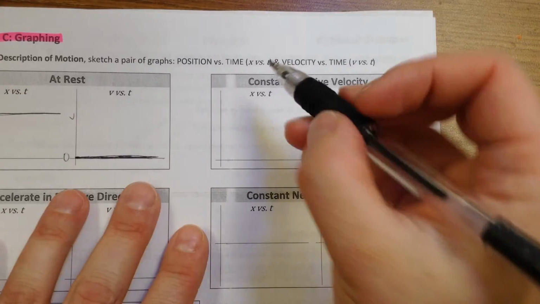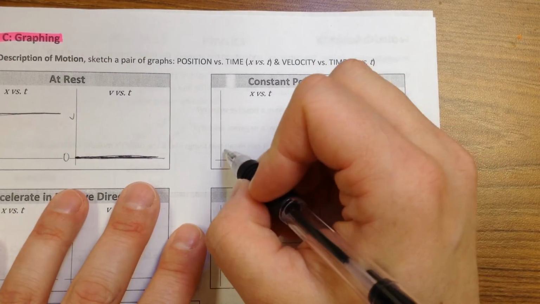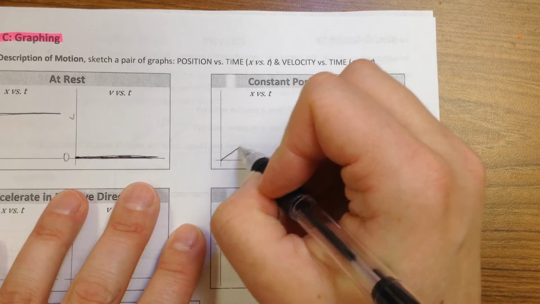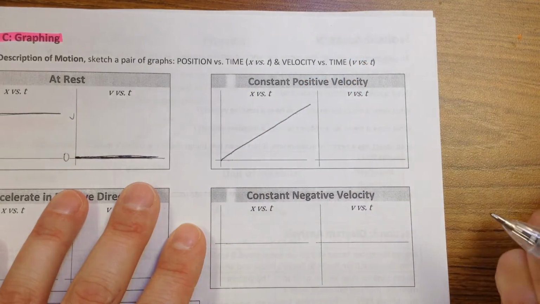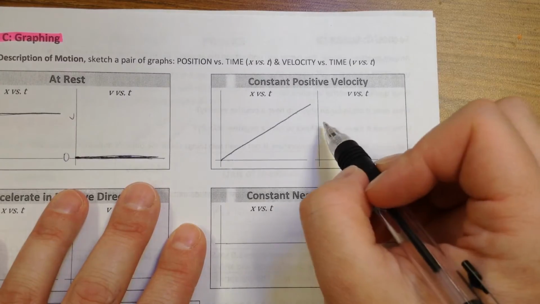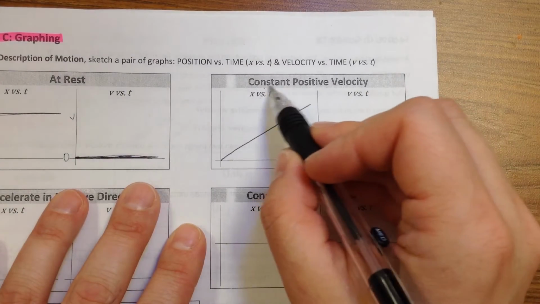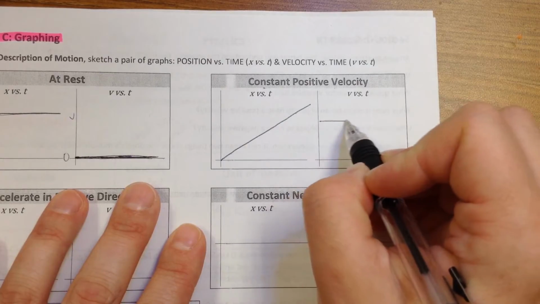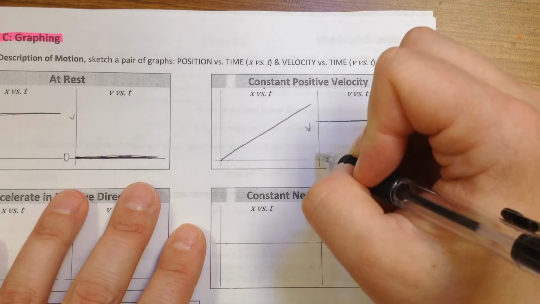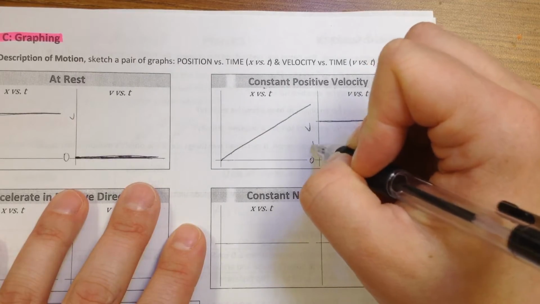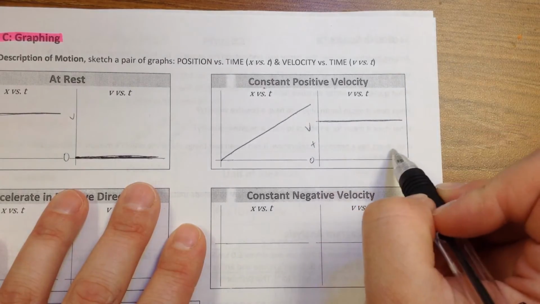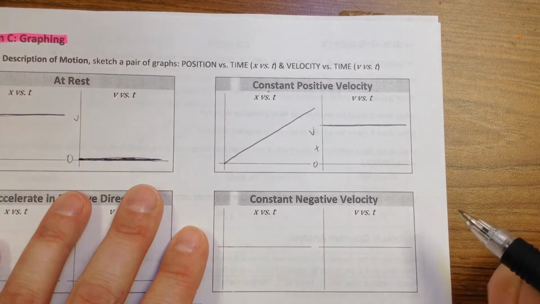Constant positive velocity in a position versus time graph is going to be any sort of positive slope. This one's going to start at the reference point and have a positive slope. In a velocity versus time graph, positive constant velocity is horizontal. Constant velocity is horizontal. Because over here is velocity, any of these values going up are all positive. So anywhere along here would be a positive constant velocity.